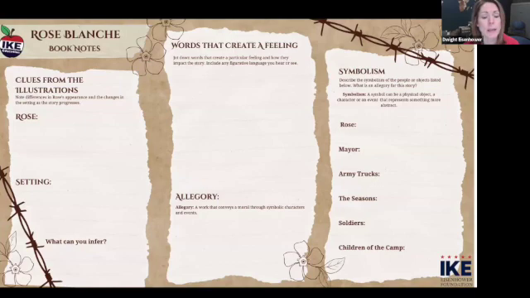Let's discuss some of the ideas you put in your book notes. What did you notice about Rose and the setting as the story progressed?